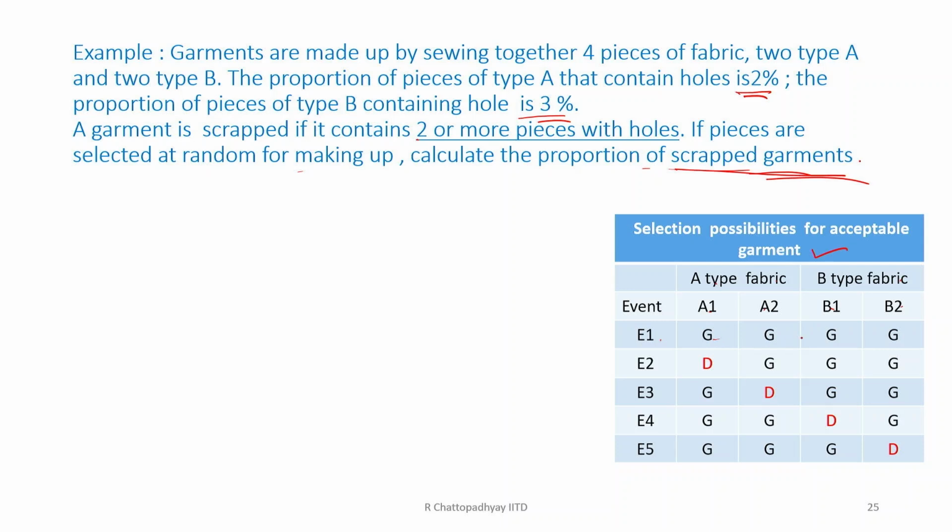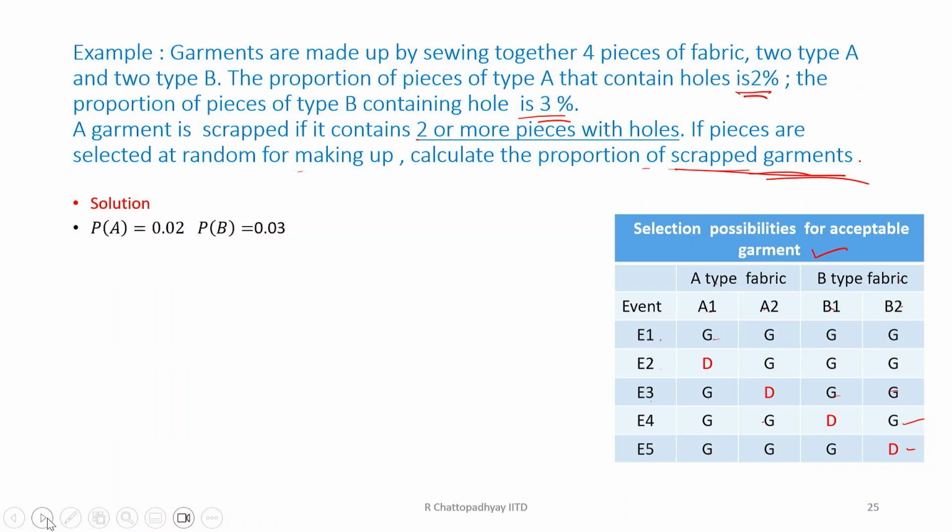Outcomes could be all are good, G, G, G, G, where G stands for good pieces. Or it could be event E2, A1 piece is defective, rest are good. Or the other is E3, A2 is defective, rest are good. E4 is A type fabric are good, in the case of B, B1 is not good, but B2 is fine. Or it could be these 3 are good, this one is defective. So these are the various possibilities which are there.